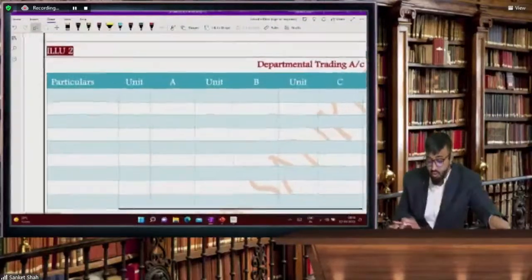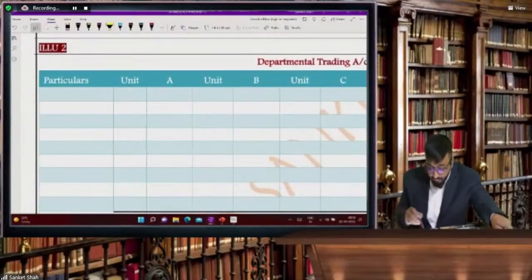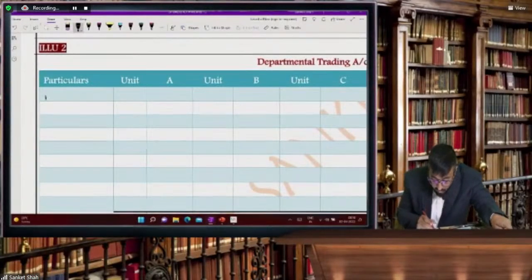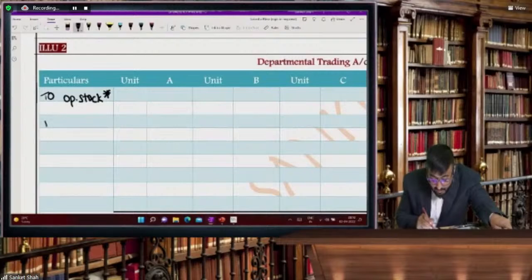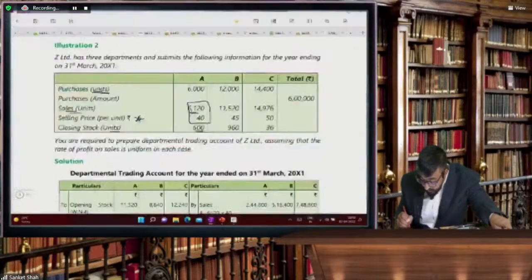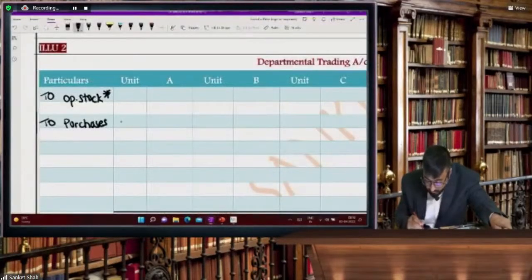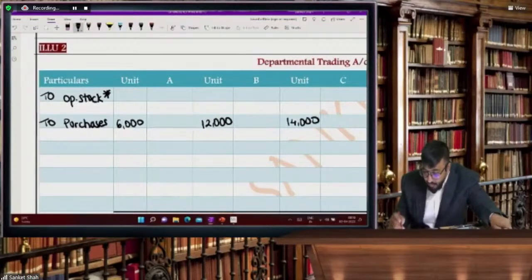Illustration number 2, how to solve. Understand. Beta, opening stock, can you tell me opening stock? No, because it's a balancing figure. Opening stock is a balancing figure. First, we will do reconciliation of units. Purchases, can you tell me purchases? 6,000, 12,000 units, beta. This is units. And last one is 14,400. So I have written units.